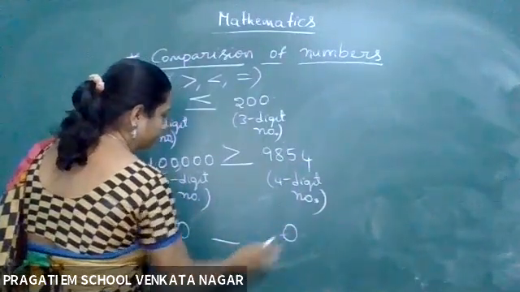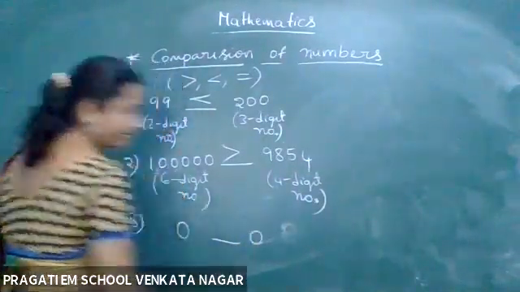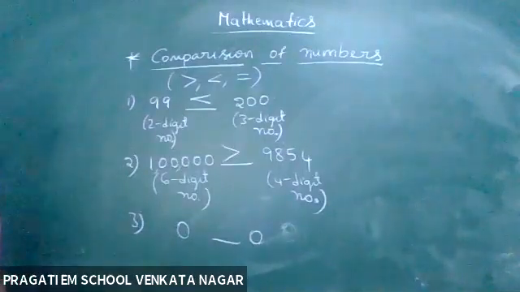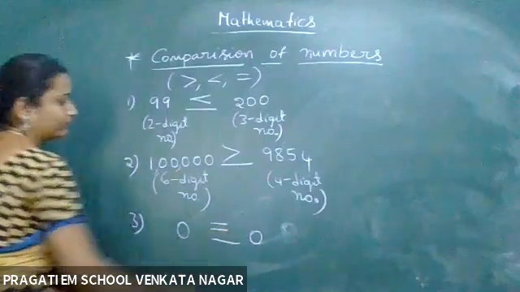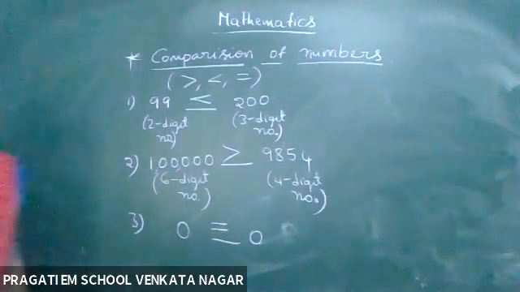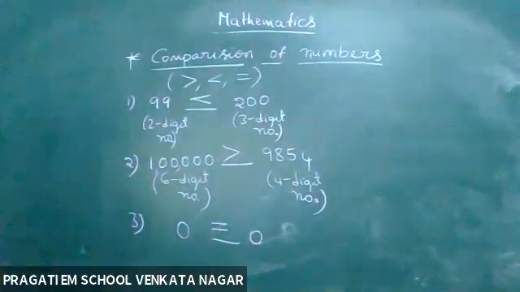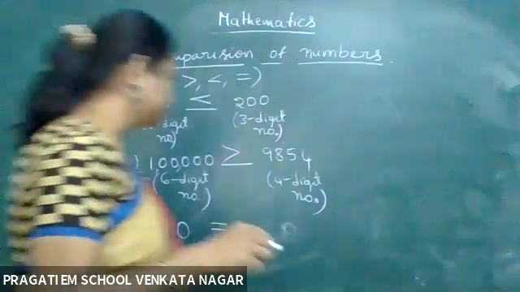What do you say about 0 and 0 comparison? The comparison is nothing but they are equal. 0 is equal to 0. Fine. Copy all of you, comparison of numbers.